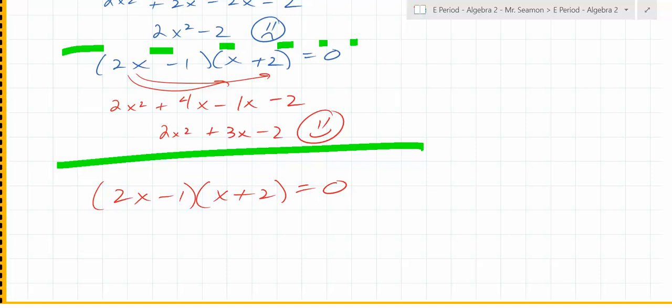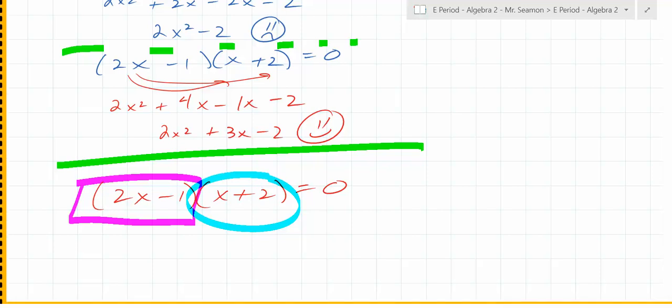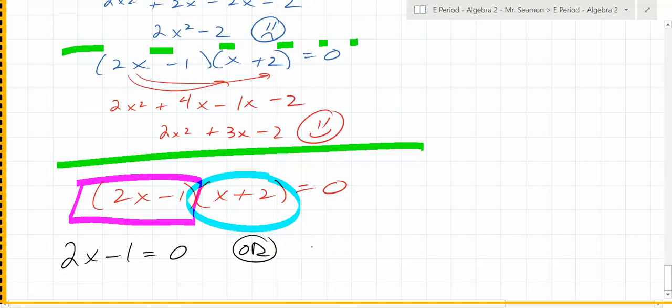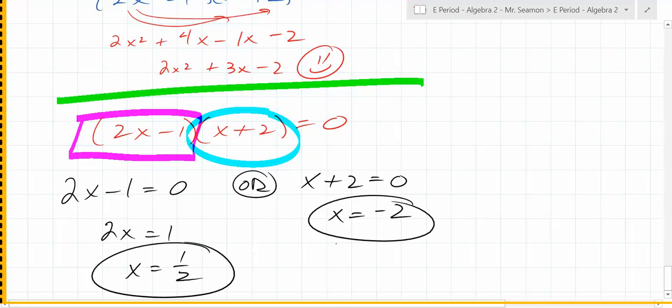What's the first thing, Milo? 2x. Yes. And what's the second thing, Alex? Yes, exactly. So what do we know? 2x minus 1 has to equal 0, or what? So what do you get? 2x is equal to 1, so x is equal to 1/2. Or x is equal to -2. So these right here would be your answers. You have two answers right there.